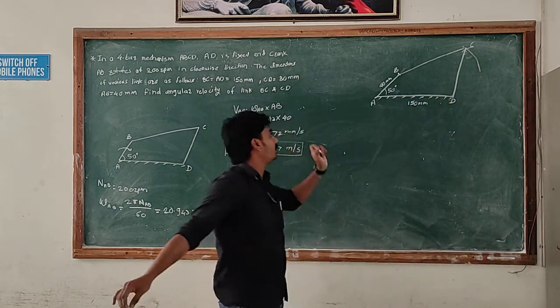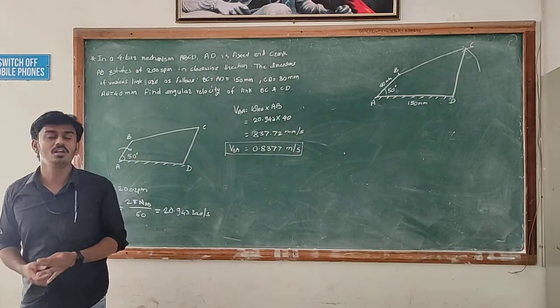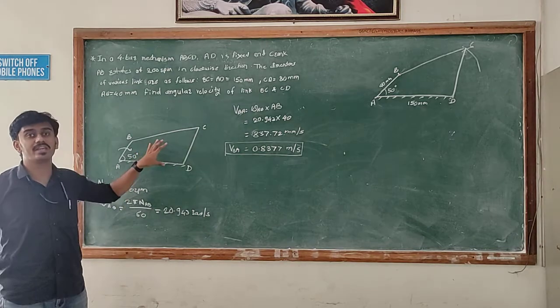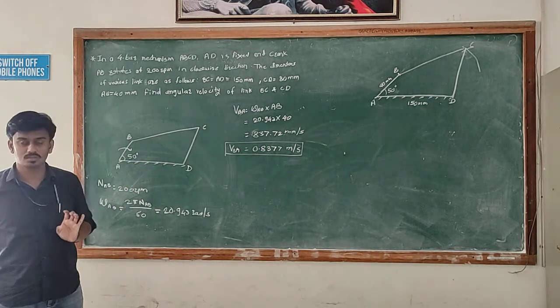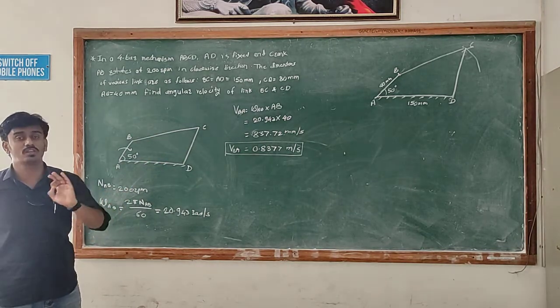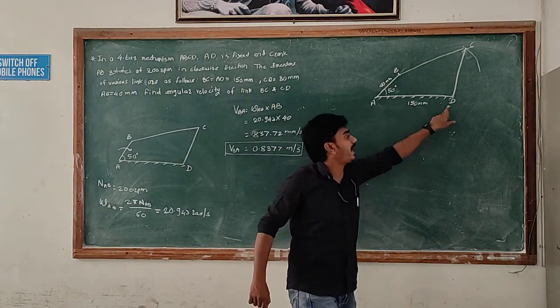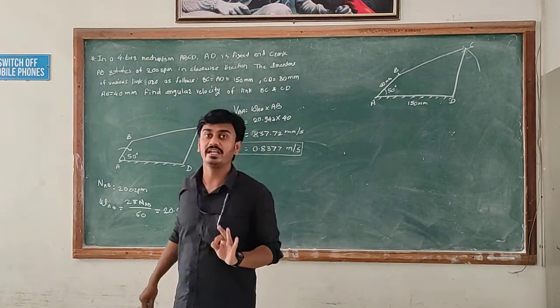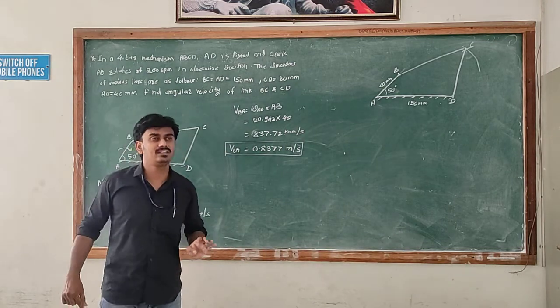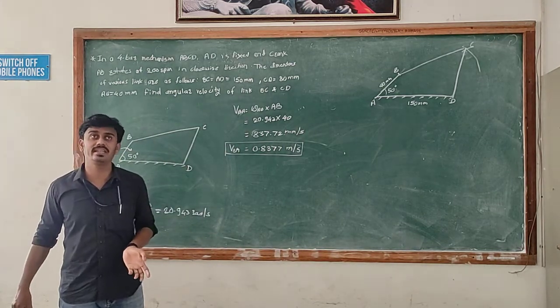Okay. So this is our configuration diagram. First of all, draw this configuration diagram by using the given information. Okay. Now we want to draw the velocity diagram. So here point A and D are fixed. Therefore its velocity is 0.